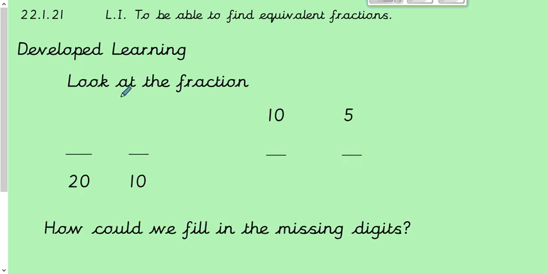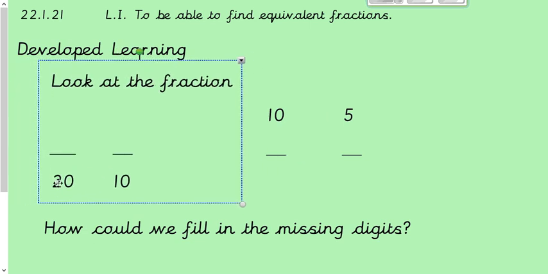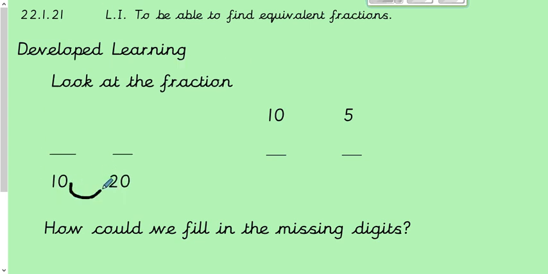Okay, this is our developed learning. So look at the fraction. We have 2 denominators here. We have 20 and we have 10. So what we need to do is think about the kind of relation with 10 and 20. And I'm actually going to swap them around because it's more confusing having it that way. Oh, I can't. Let's do this. There we go. So how do I go from 10 to 20? What number do I times it by? Have a quick think. What do you times 10 by to get 20?